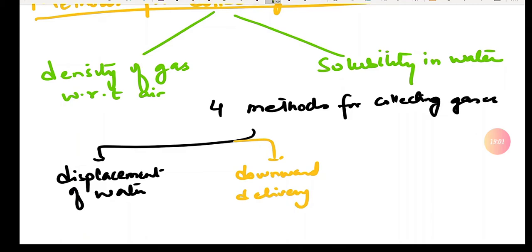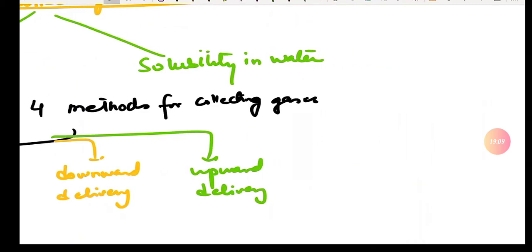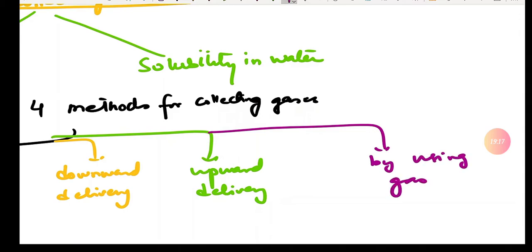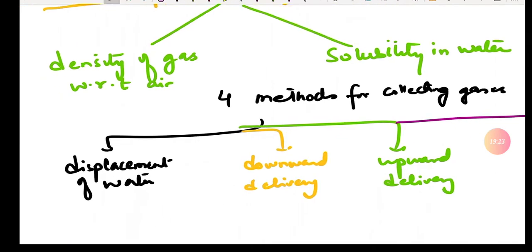Then we have another method, that is the upward delivery method. And furthermore, we have collection by using a gas syringe. Now let's talk about which method is followed for which purpose.